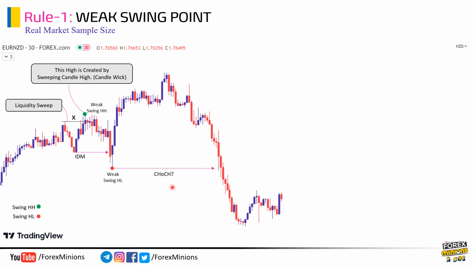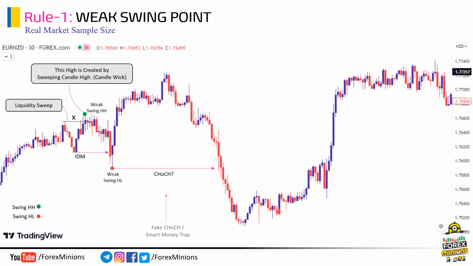Let's check the price reaction here. Notice that the market just trapped retail traders and moved in the true direction again, because this was a fake CHoCH level, or smart money trap.